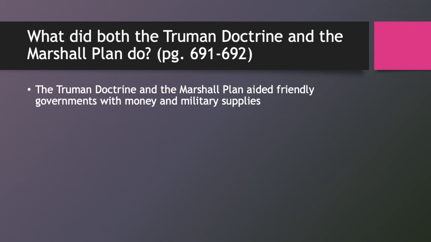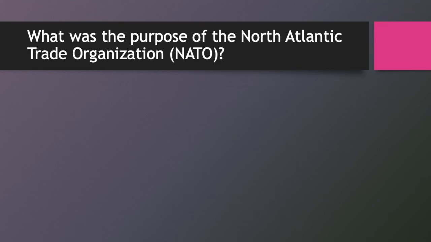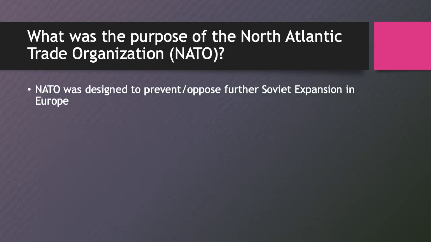All right, next one. What was the purpose of the North Atlantic Treaty Organization? Well, NATO was designed again to protect all those Western European countries, and it was to prevent and also oppose further Soviet expansion in Europe. So what was it designed to do? It was designed to prevent or oppose Soviet expansion in Europe.